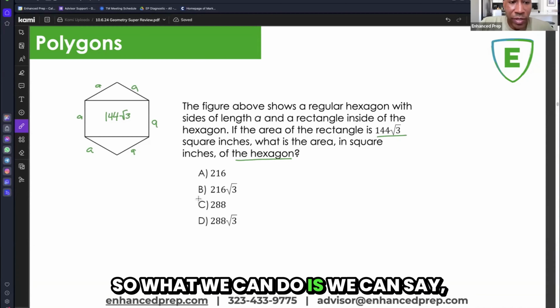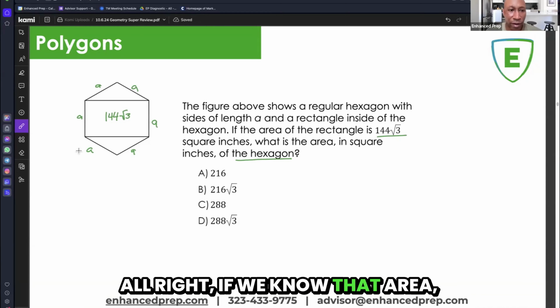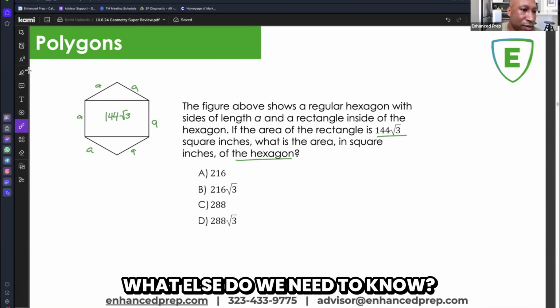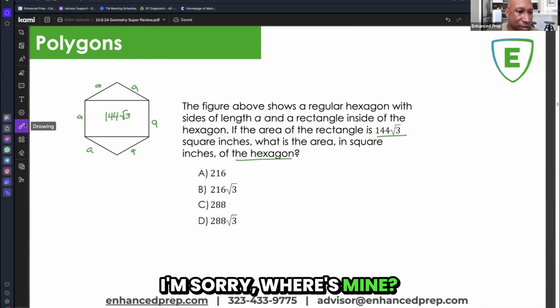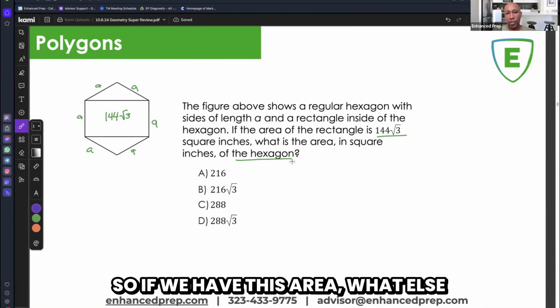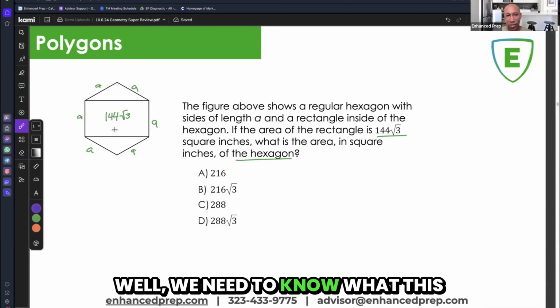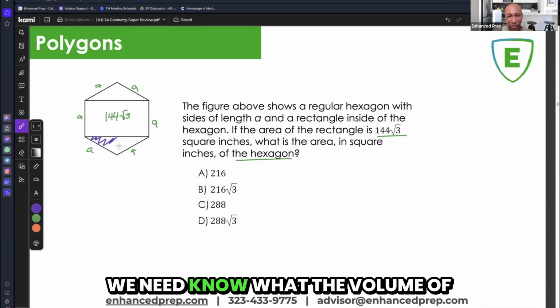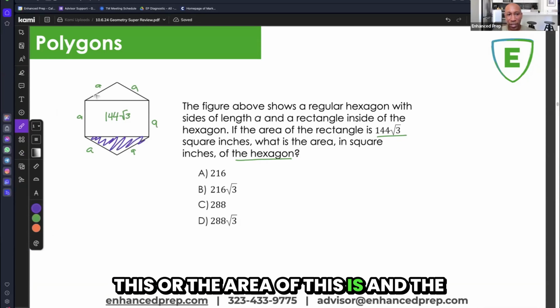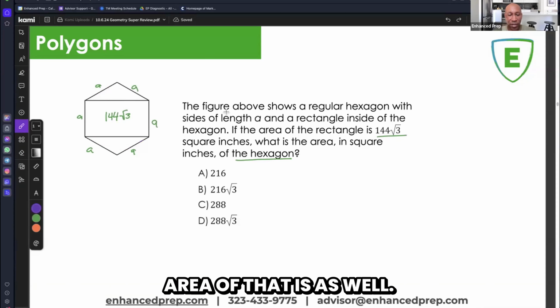So what we can do is say, all right, if we know that area, what else do we need to know? Well, we need to know what this part is. We need to know the area of this, and the area of that as well. But we don't really know all of that material. So what can we do?